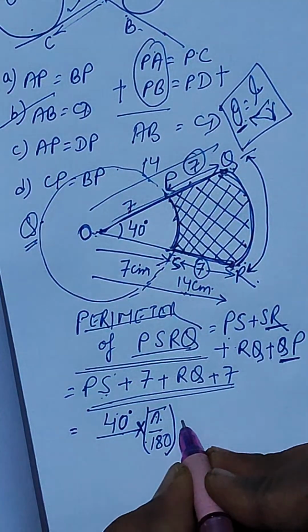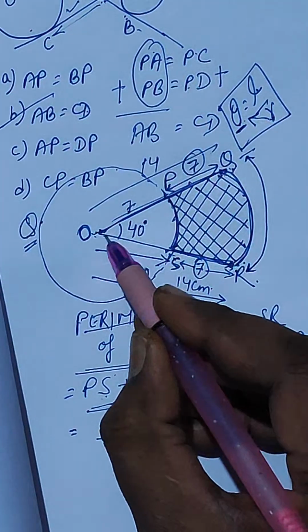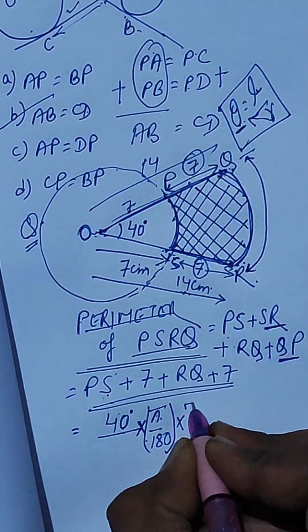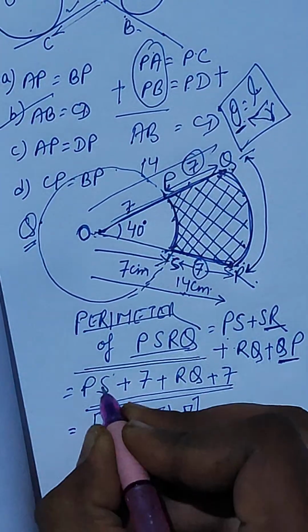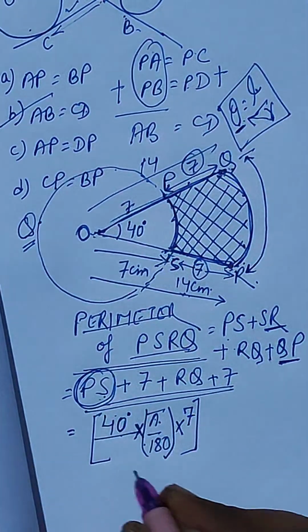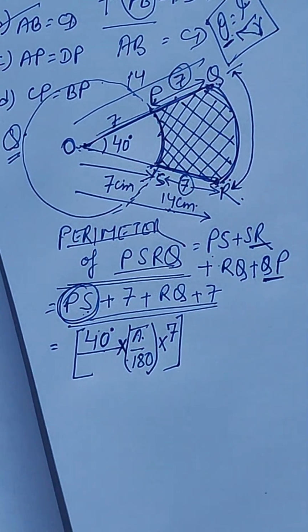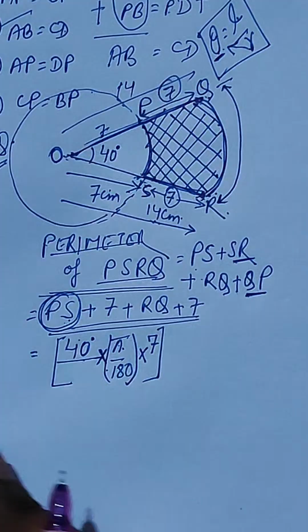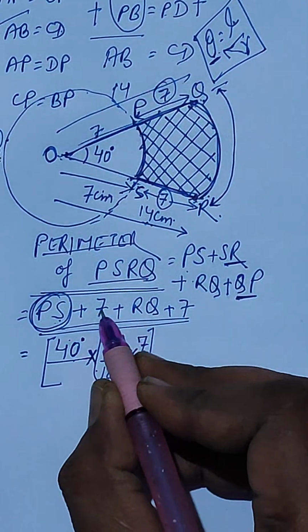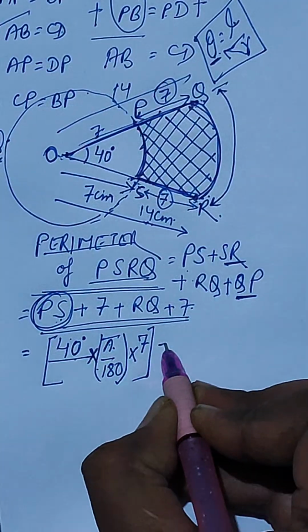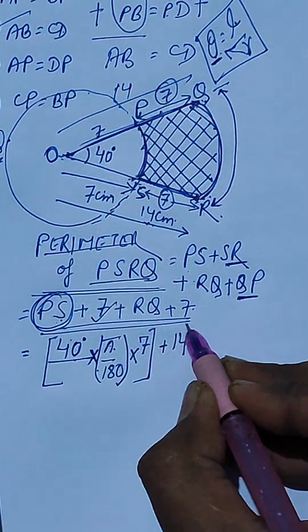So when r is multiplied for this smaller circle, the radius will be 7, right? So it will be like this. This will be the length of PS. Now plus 7, just add 14 over here simply. So this will be covered and this is covered.